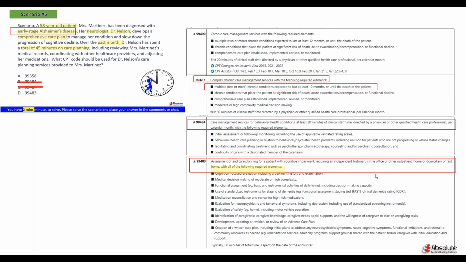But if you look carefully into the code language, it requires all the following required elements. It requires a cognition-focused evaluation, including pertinent history and examination, medical decision making of moderate or high complexity, functional assessment, use of standardized instruments for staging of dementia, medication reconciliation. Was this all mentioned here? Evaluation of neuropsychiatric and behavioral symptoms, because it's clearly said in the code language that all the following requirements are needed in order to code 99483.